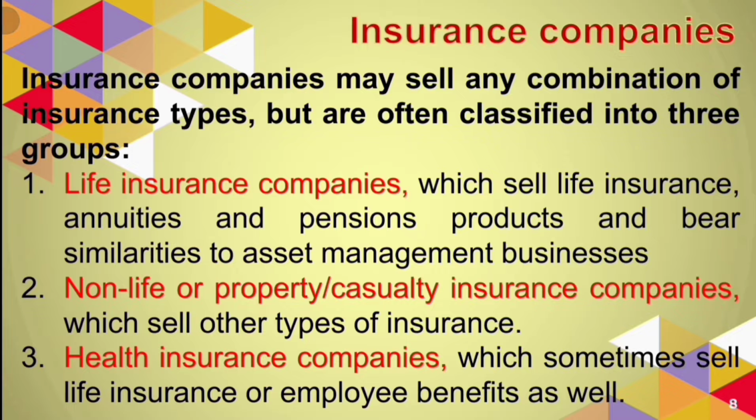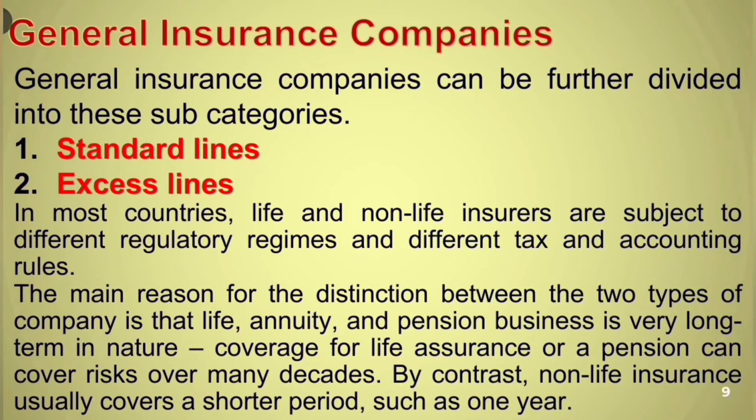Insurance companies. Insurance companies may sell any combination of insurance types but are often classified into 3 groups. Number 1, life insurance companies, which sell life insurance, annuities, and pension products and bear similarities to the asset management business. Number 2, non-life or property casualty insurance companies, which sell other types of insurance. Number 3, health insurance companies, which sometimes sell life insurance or employee benefits as well. General insurance companies can be further divided into these subcategories: number 1, standard lines, and number 2, excess lines.